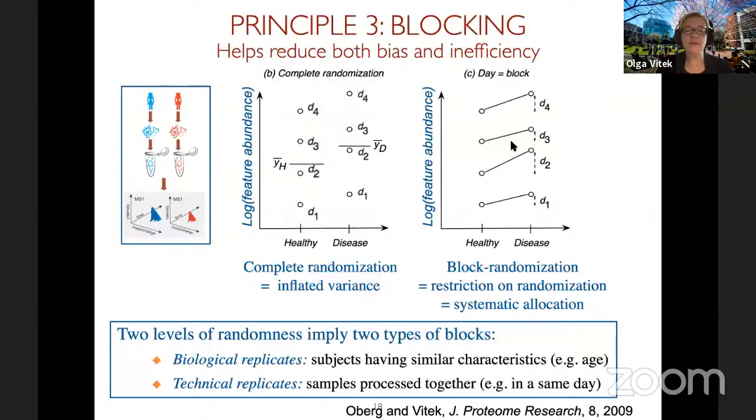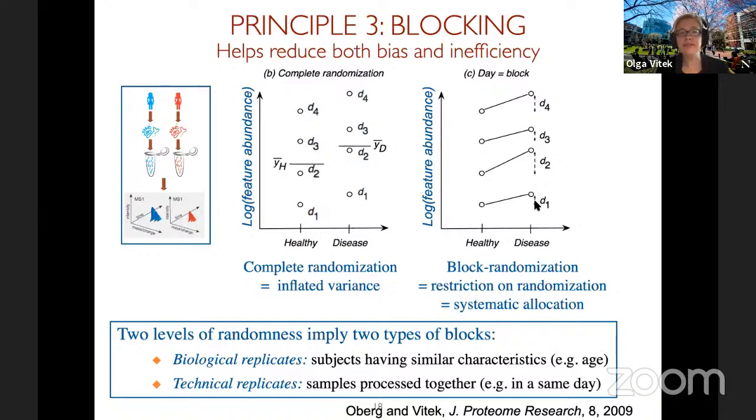Blocking has two components. One is allocating the resources by imposing a restriction on randomization and making sure that we have representatives of healthy and disease, for example, within the same day or within the same sample plate or whatever batches of materials that we have. But it also takes a second component, which is the analysis. Because if we do not analyze this experiment as if it was a blocked experiment, we would not gain efficiency. So we will reduce bias just by the design, but also by changing our analysis strategy, we improve the efficiency.